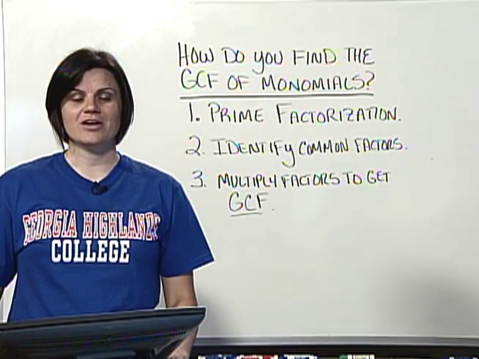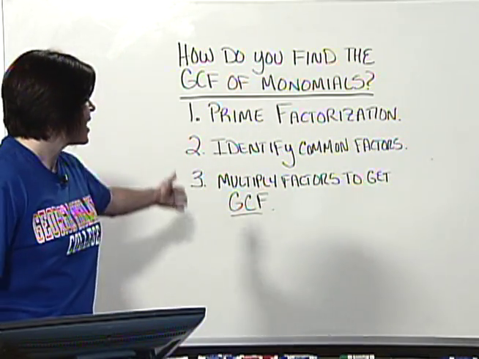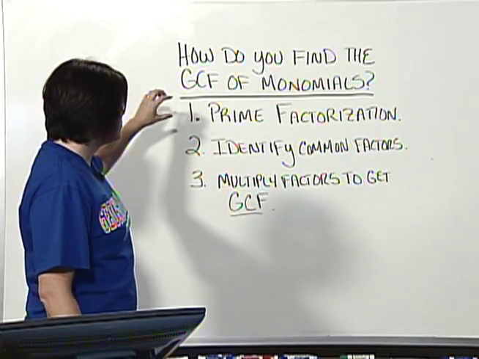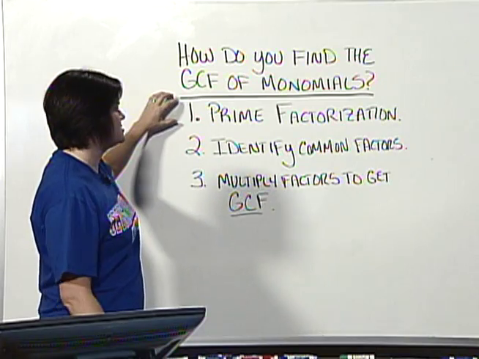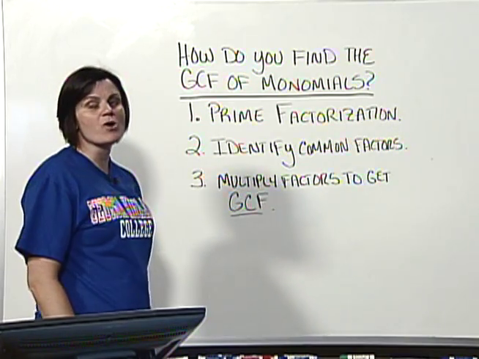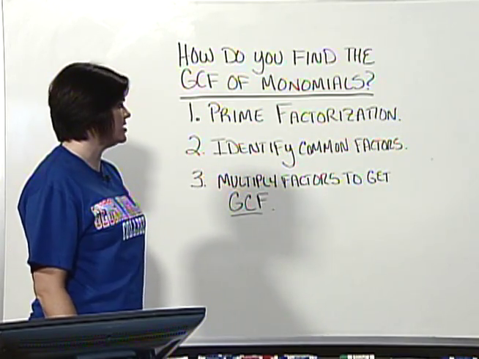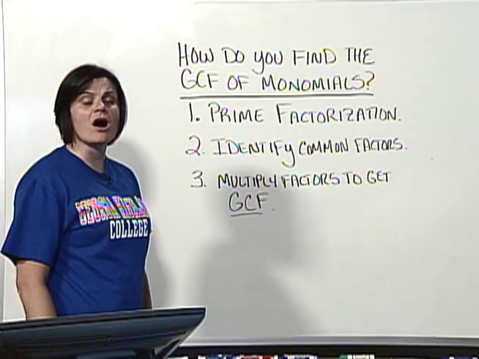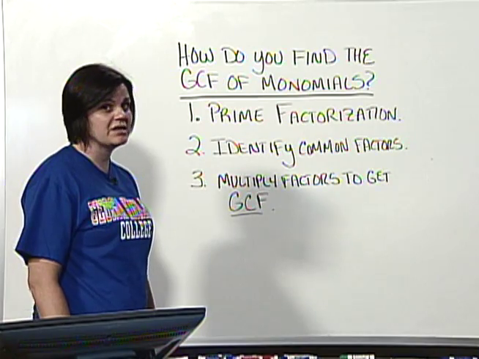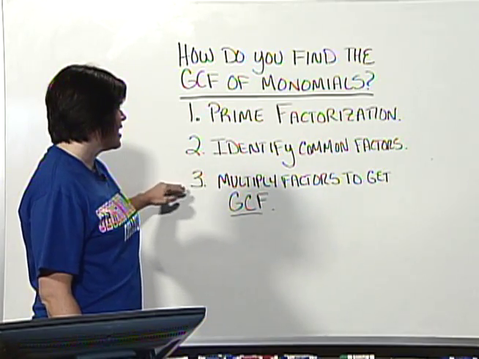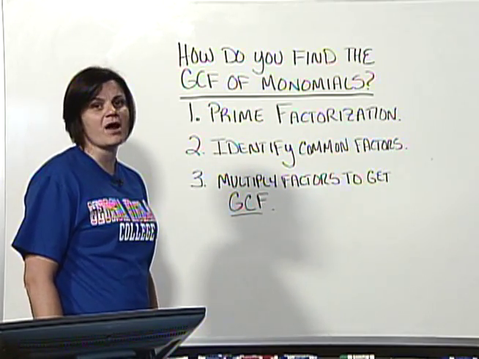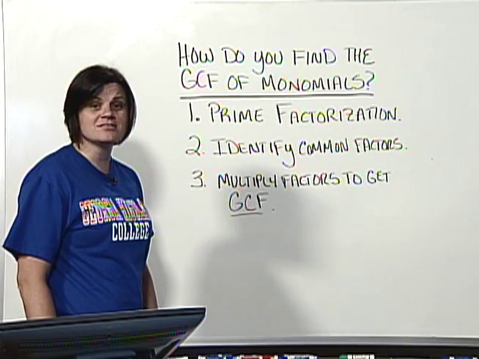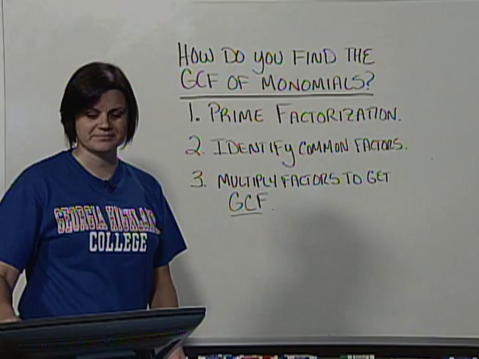In today's video, we'll answer the question, how do you find the GCF of monomials? Well, the first step in finding the GCF is to perform a prime factorization on each of the terms. Then you'll identify common factors between each of those terms, and finally, you'll multiply those common factors to form the GCF. Let's take a look at an example.